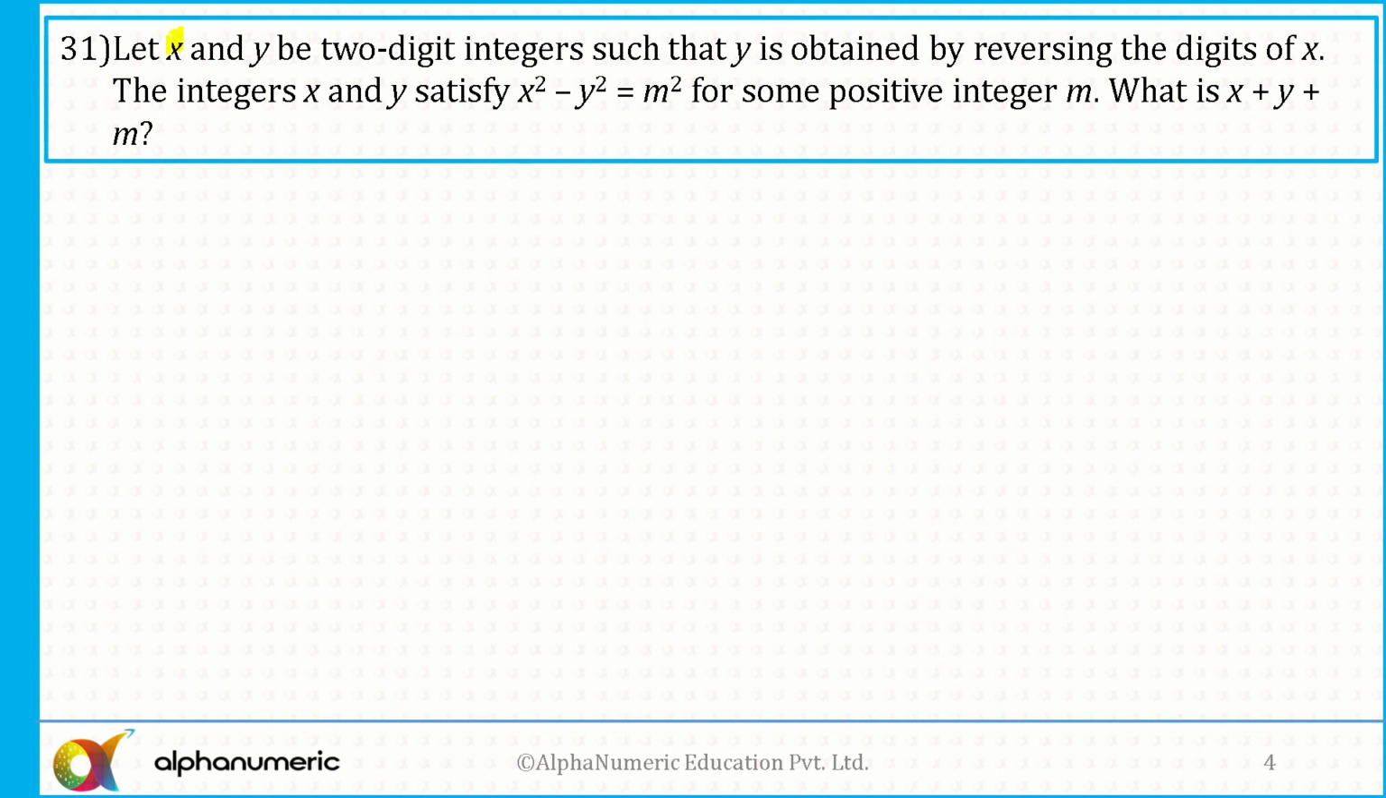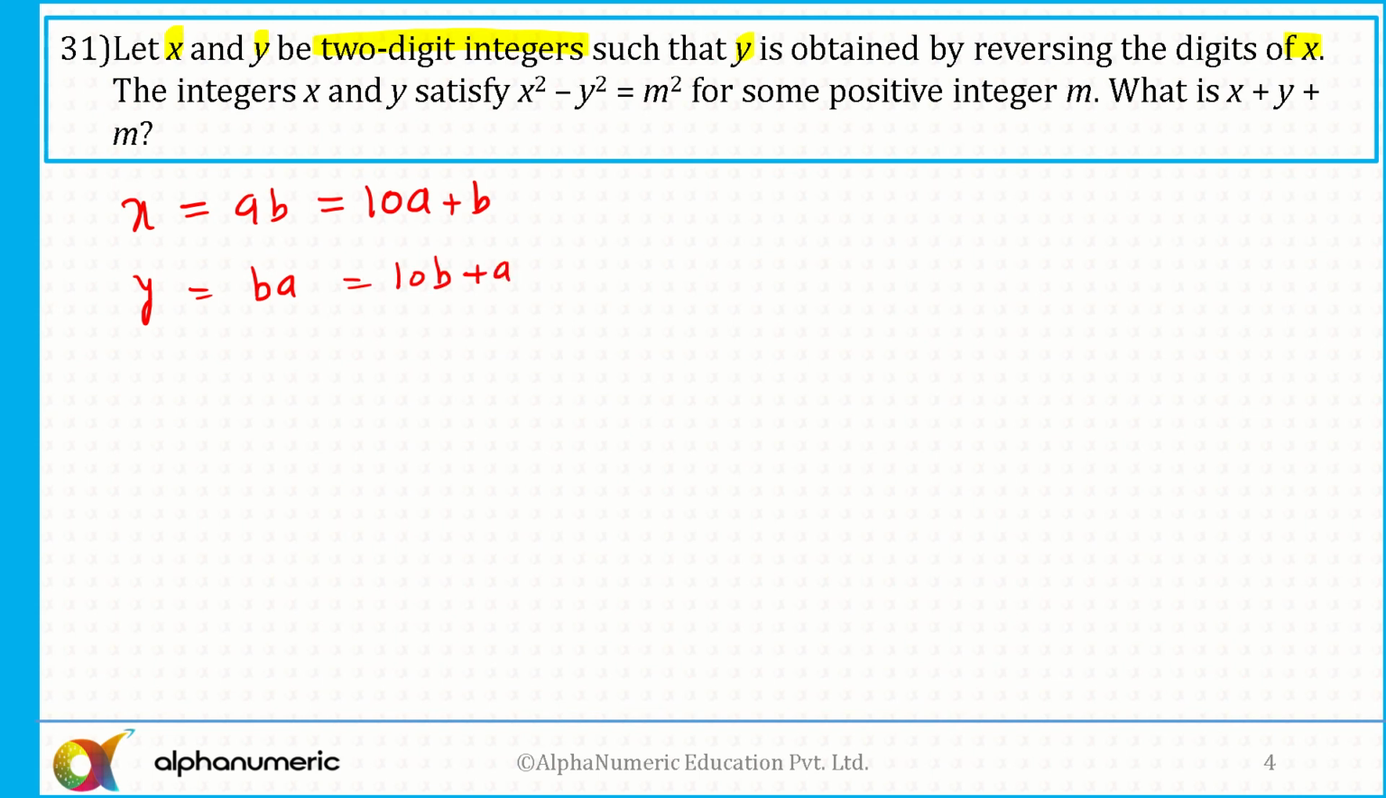It says let x and y be 2-digit integers. Both of them are 2-digit, and y is obtained by reversing the digits of x. So x is a 2-digit number. Let's say x is equal to AB, and it is in the form of 10a plus b. And y is also a 2-digit integer in the reverse order, so that is BA, and BA is equal to 10b plus a.